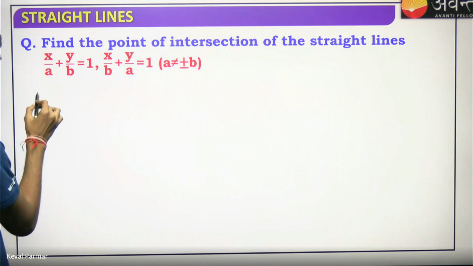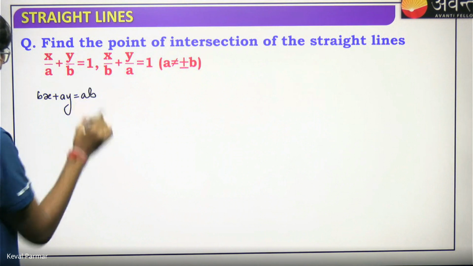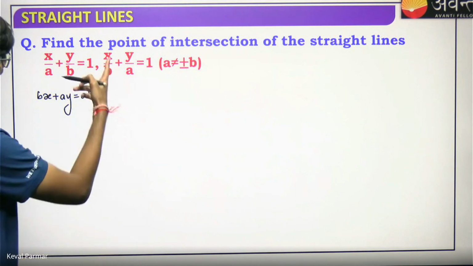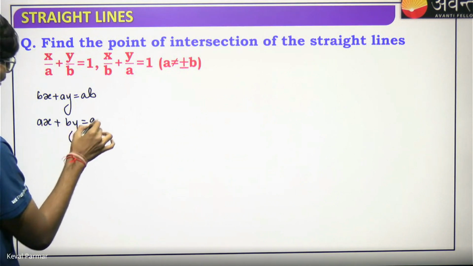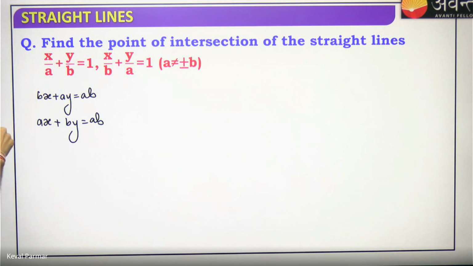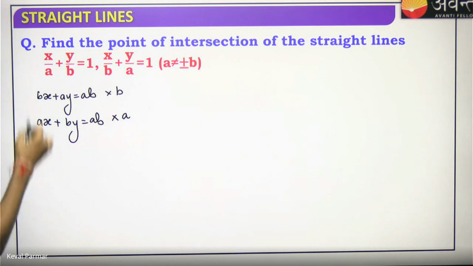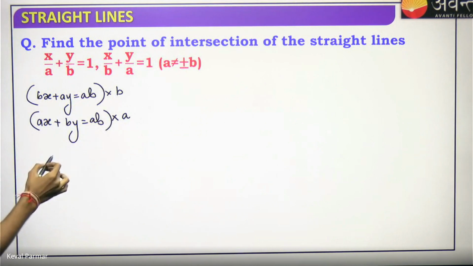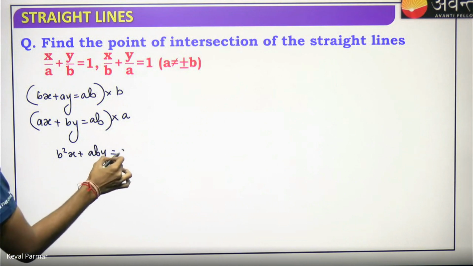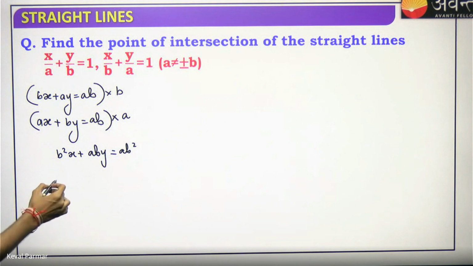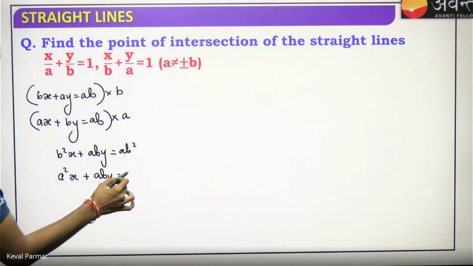So this line will become bx plus ay equals ab, and this line will become ax plus by equals ab. Correct, guys? Now to solve this simultaneously, I'll multiply this with b and this with a. So I'll get the equations b square x plus aby equals ab square, and a square x plus aby equals a square b.